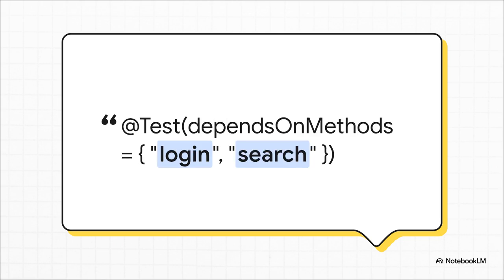And it gets better. You can create even more complex dependencies. You can make one test depend on multiple other tests. So here, our addToCart method will only run if both login and search were successful. If either of those fails, addToCart gets skipped. No more useless failures cluttering up the report.